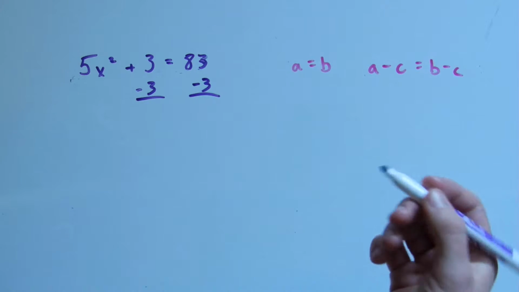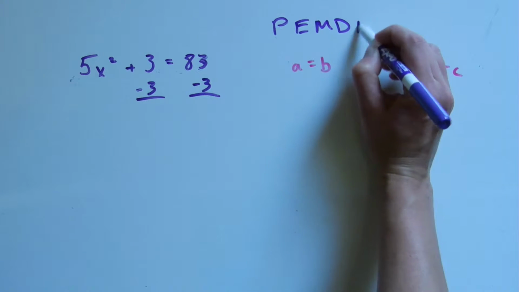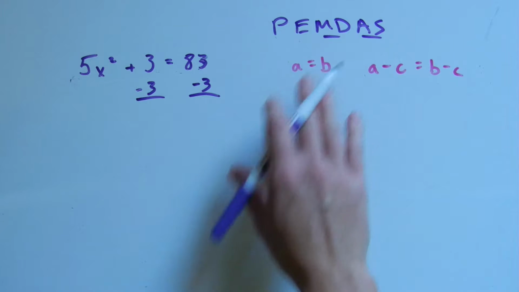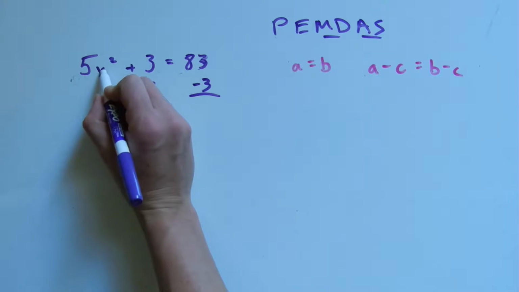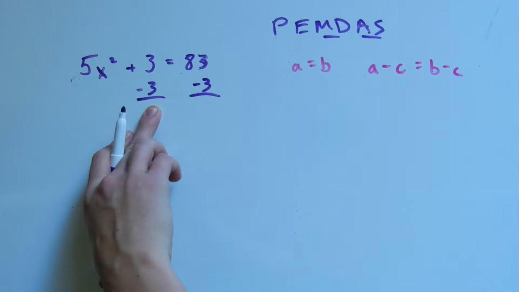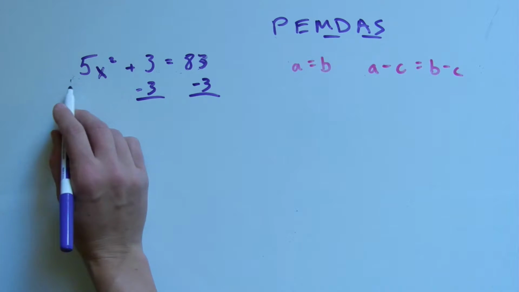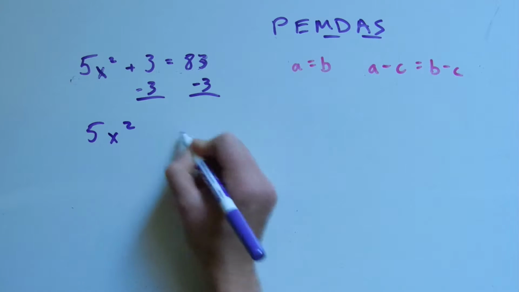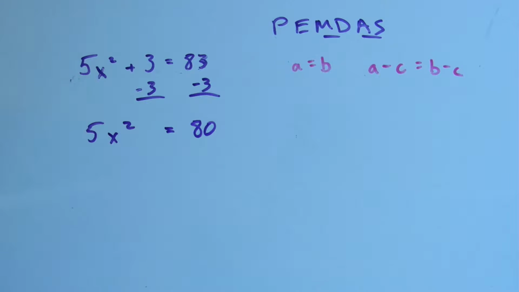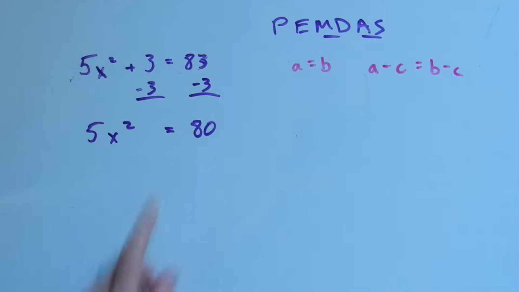We're subtracting the 3 because we want to get this x all by itself. And if you remember PEMDAS, the order of operations, parentheses, exponents, multiplication and division, addition and subtraction, we're going to work almost backwards to try to isolate this x and get it all by itself. So we're going to look at addition and subtraction first. So when we take away that 3 from both sides, 3 minus 3 is just 0, so we're left with 5x squared, and that's going to be equal to 83 minus 3, which is 80. So we're left with 5x squared equals 80.